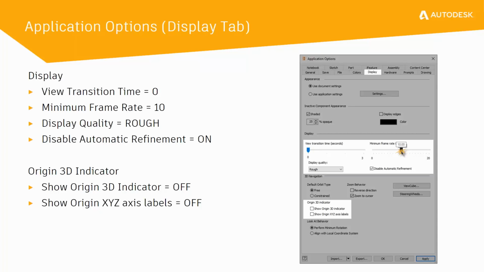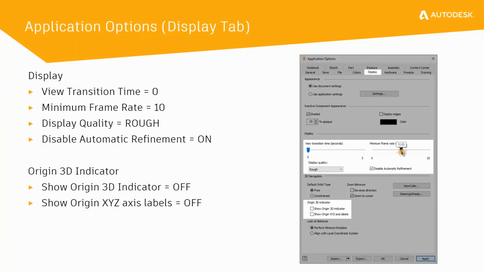The minimum frame rate setting in Hertz, we're setting this to 10. This specifies how fast to update the display during interactive viewing operations like rotate, pan and zoom. By using 10 here, we're setting it for a balance between visual fidelity and performance.